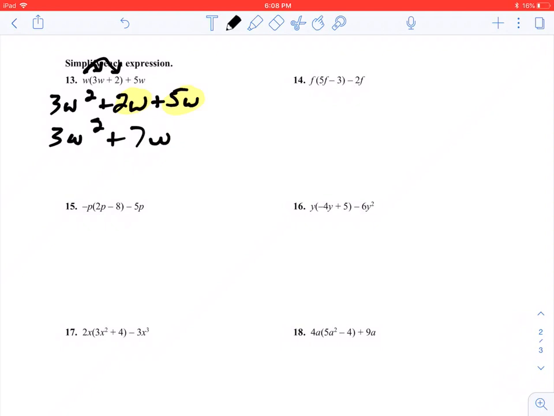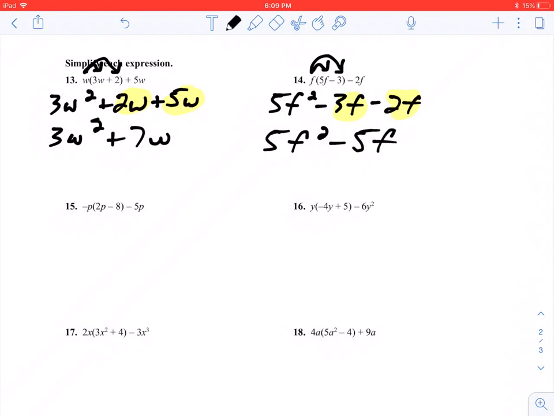Moving on to number 14. The f has to distribute to both of the things inside the parentheses, not all three things though, because this negative 2f is not inside. So f times 5f is 5f to the second. F times negative 3 is negative 3f. And then we still have this minus 2f. The like terms are the negative 3f and the negative 2f. So we have 5f to the second minus 5f.